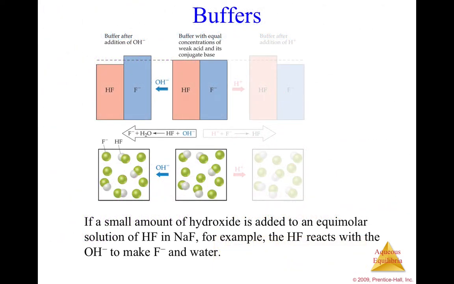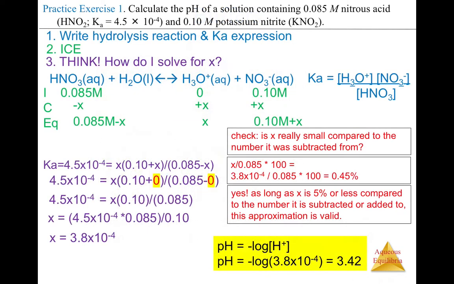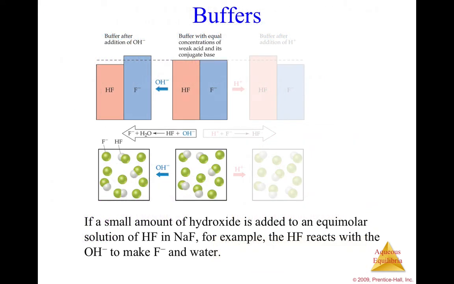Okay, so moving on, we're now going to talk about buffers. Notice in this problem, we're looking at a weak acid and its conjugate base. And that's exactly what a buffer is. So a buffer contains equal or similar concentrations of a weak acid and conjugate base. So another example is HF and F minus.